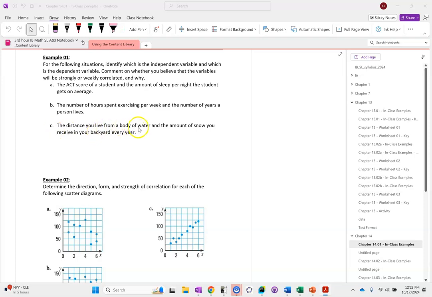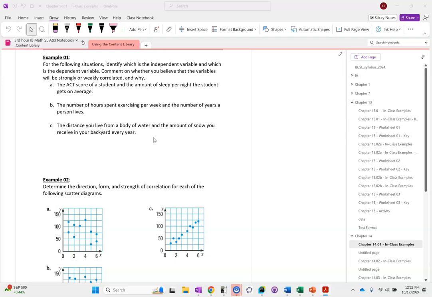The distance you live from a body of water and the amount of snow you receive in your backyard every year. Independent, dependent. Great. Strong, weak, moderate. You guys are fooled by lake effect in Michigan. This is weak.